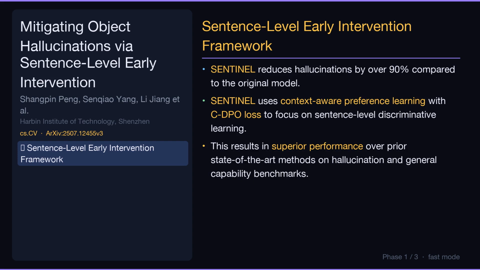Sentinel uses context-aware preference learning with CDPO loss to focus on sentence-level discriminative learning. This results in superior performance over prior state-of-the-art methods on hallucination and general capability benchmarks.